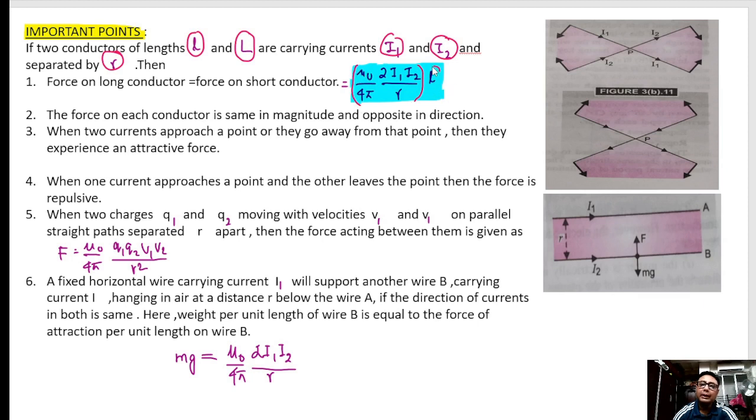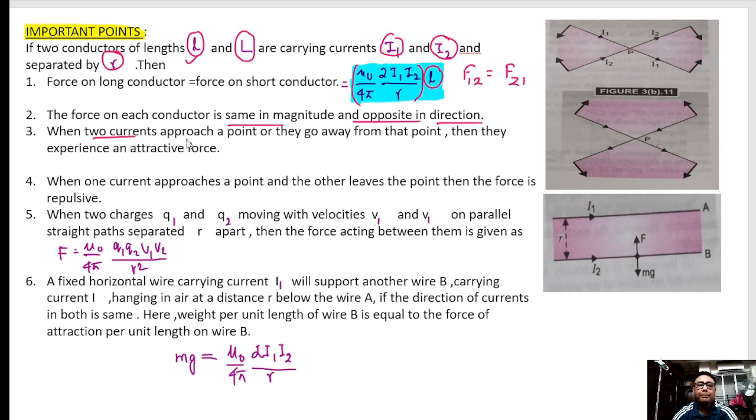So into L, length of the wire is the total force. Next, the force on each conductor is the same in magnitude and opposite in direction. That means force F12, due to 1 on 2, will be the same as the force due to 2 on 1.